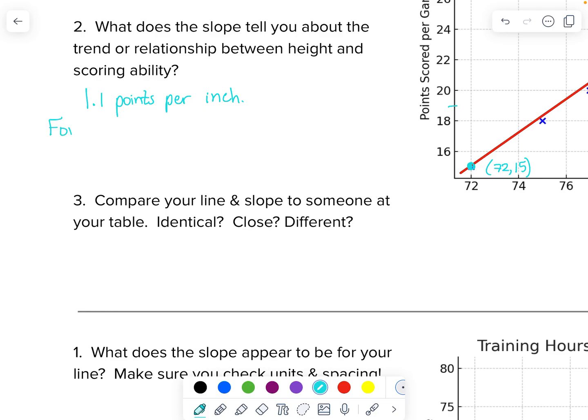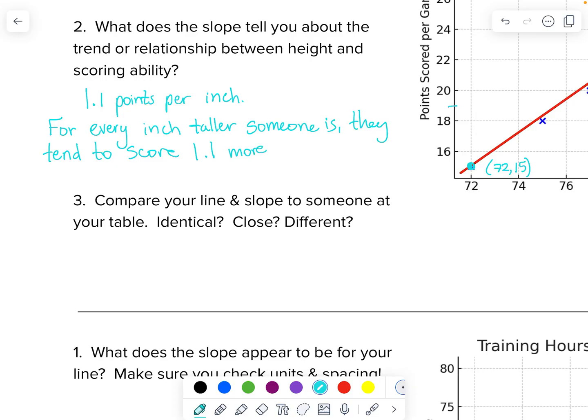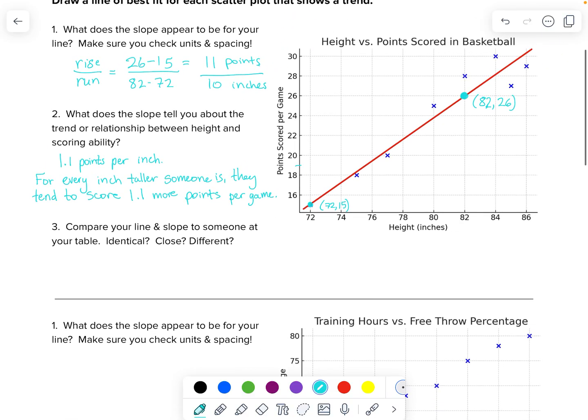So for every inch taller someone is, they tend to score 1.1 more points per game. Okay.